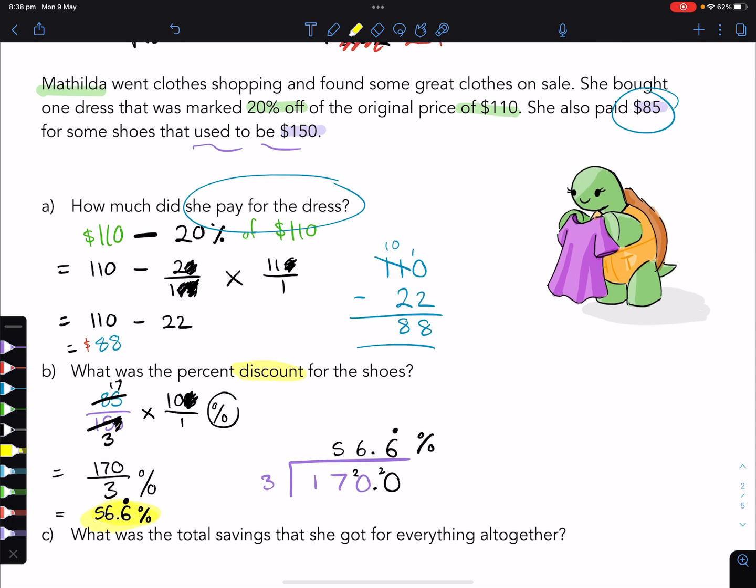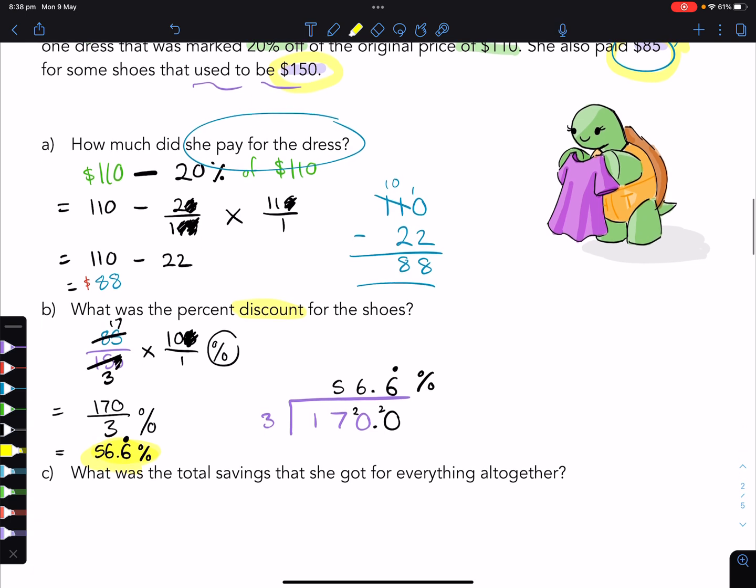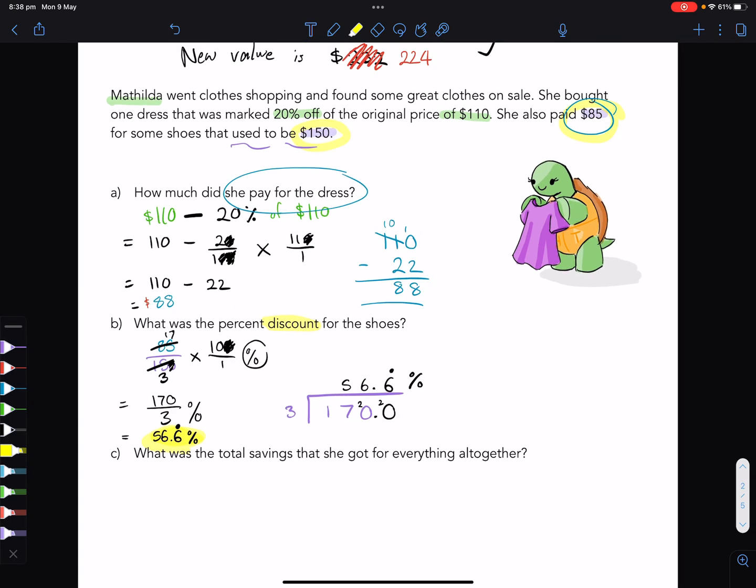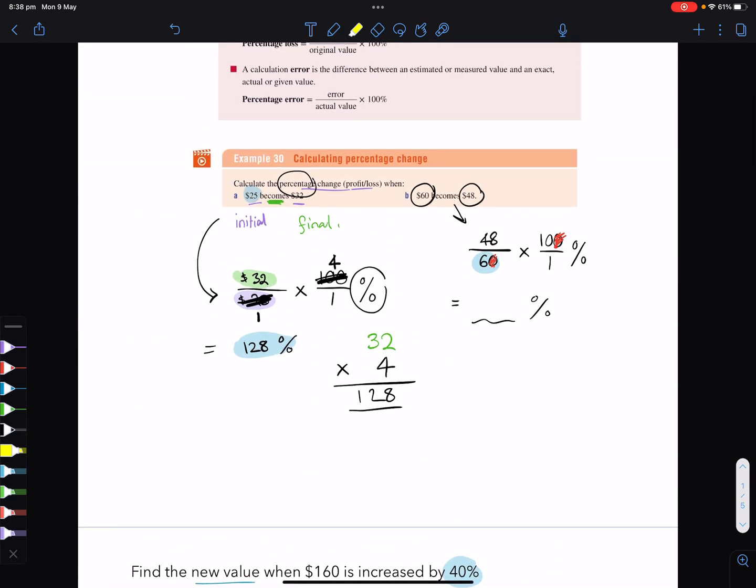About 50% off is about half price. Does that match with these two figures here? Is 85 about half of 150? I would think so. So that seems about right. We're in the ballpark, so I'm pretty confident with that. So all I'm doing in this section here is the same process I used here and here.